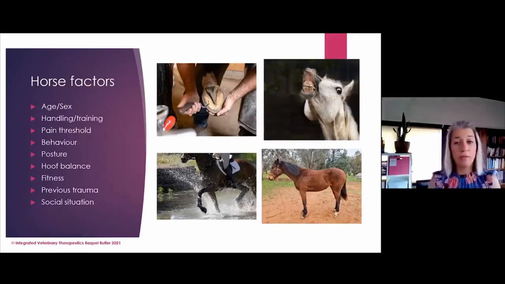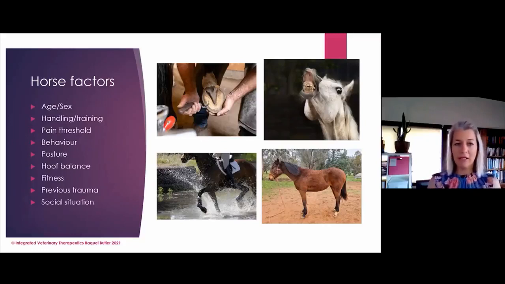So the horse is also an important player. The age and the sex, so how old they are, is going to determine their healing capacity, but it will also determine how much handling and training they've had, and the prognosis of the injury. The handling and training. So, some horses are mostly ridden and haven't had much in-hand work. And for a lot of rehab programs, the groundwork and the in-hand work is a foundational aspect of that.